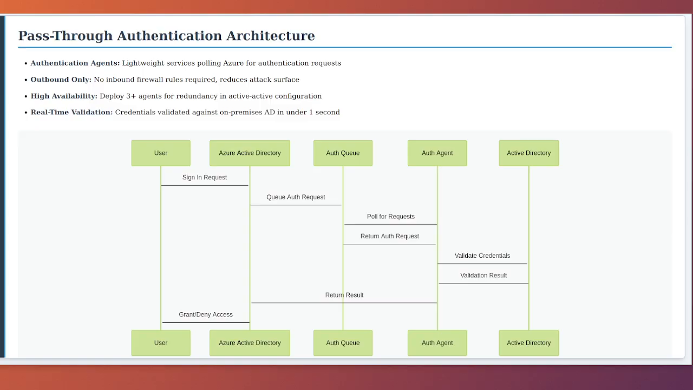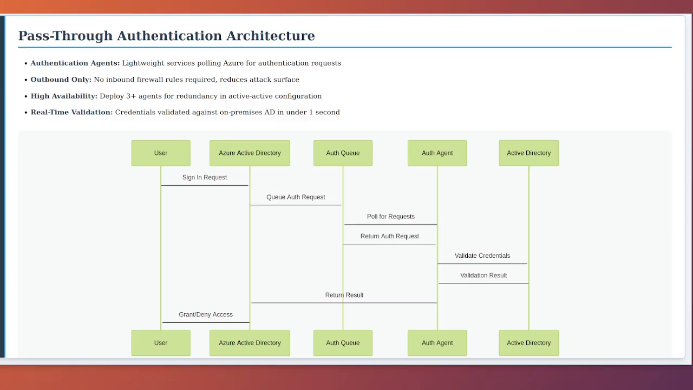The authentication agents establish outbound HTTPS connections only, meaning no inbound firewall routes are required in your corporate network. This significantly reduces the attack surface compared to traditional solutions that require exposing authentication infrastructure to the Internet. The agents use certificate-based authentication to prove their identity to Azure AD, and all communication is encrypted using TLS. Passwords are encrypted in memory during validation and are never written to disk or logged.